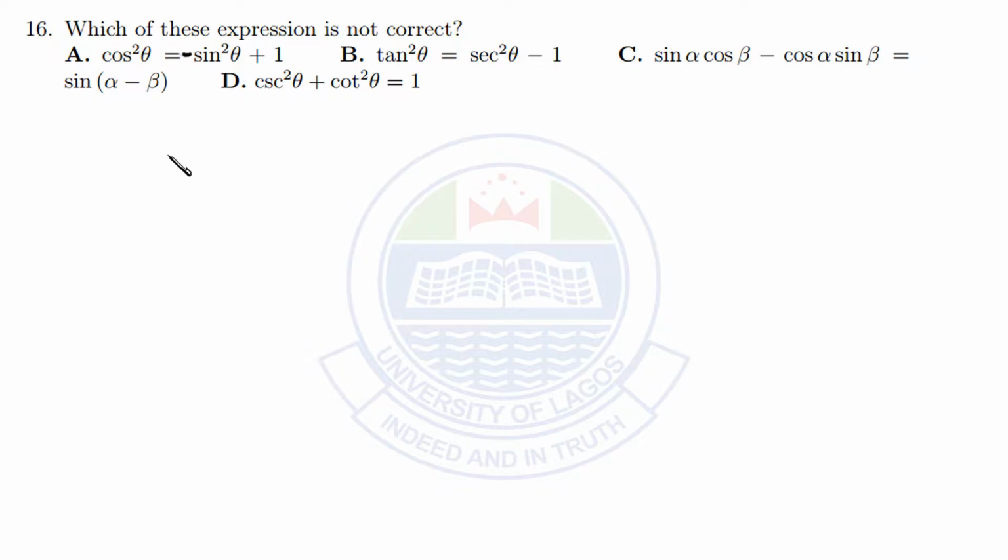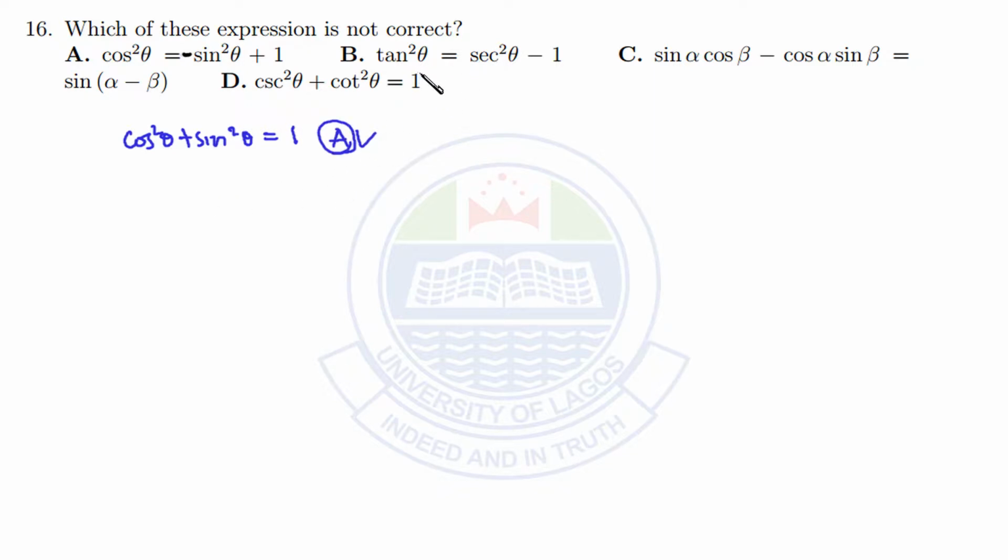In this question, they said which of these expressions is not correct. So we have cos square theta equals minus sine square theta plus 1. From your trig identity, we know that cos square theta plus sine square theta is equal to 1. So if I bring sine square theta to the other side, I'm going to have cos square theta equals minus sine square theta plus 1. That means A is correct.